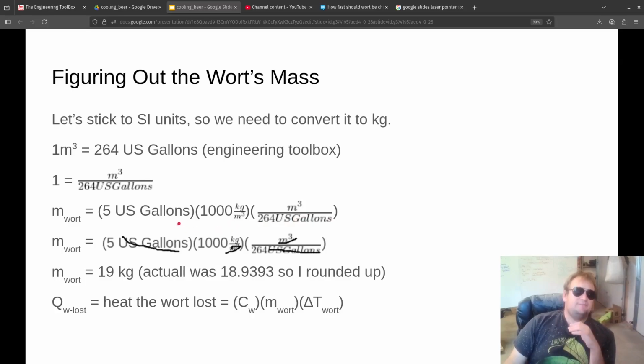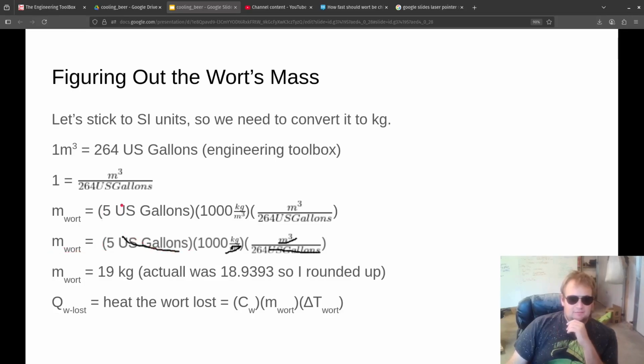Now you see, this is the density of water. So this is where that assumption comes in. I didn't say that I'm going to use the density of some other liquid, which I guess I could have in this case, because I do have the original gravity measurements of both of those. So I could actually figure it out. But anyways, let's move on.